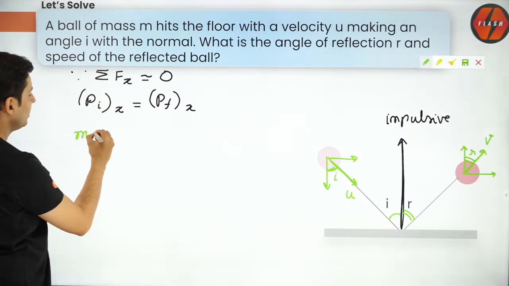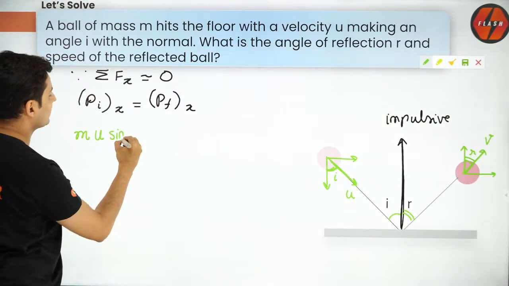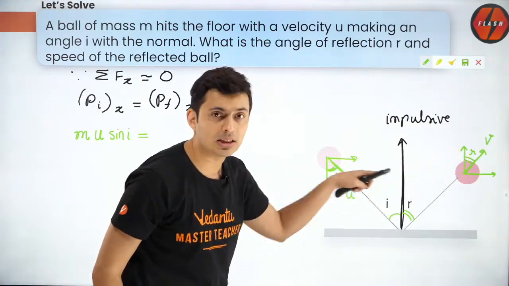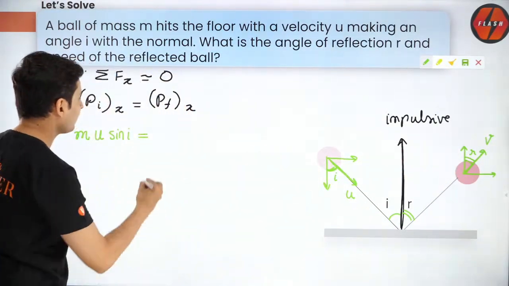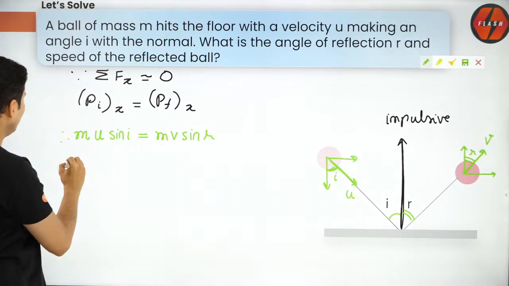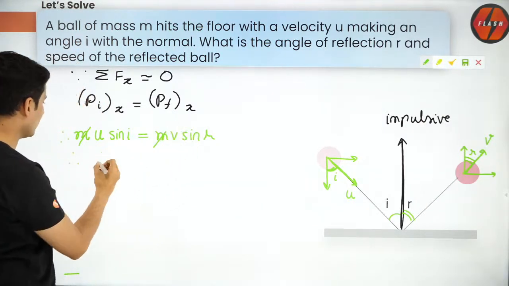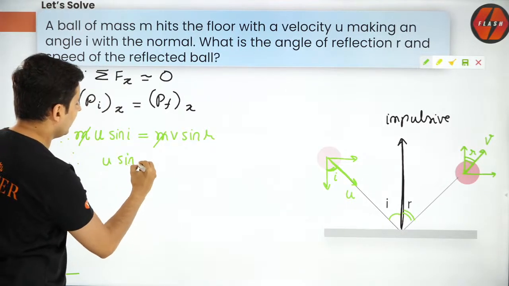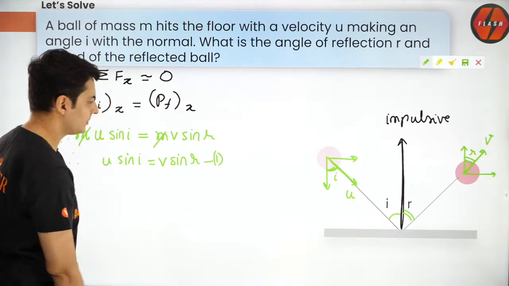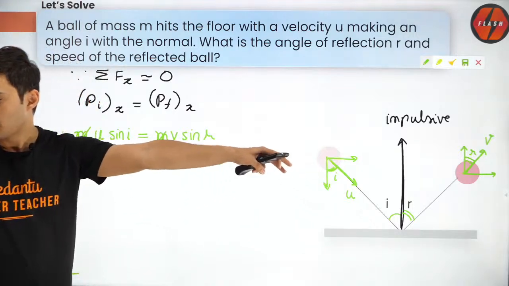It will be mu sine I. So mu sine I, correct? What is the final momentum after the collision in the x direction? mv sine r. The mass cancels again, just like usual. So you will get u sine I is equal to v sine r. That's my first equation. Is that clear? Just momentum conservation in the x-axis.